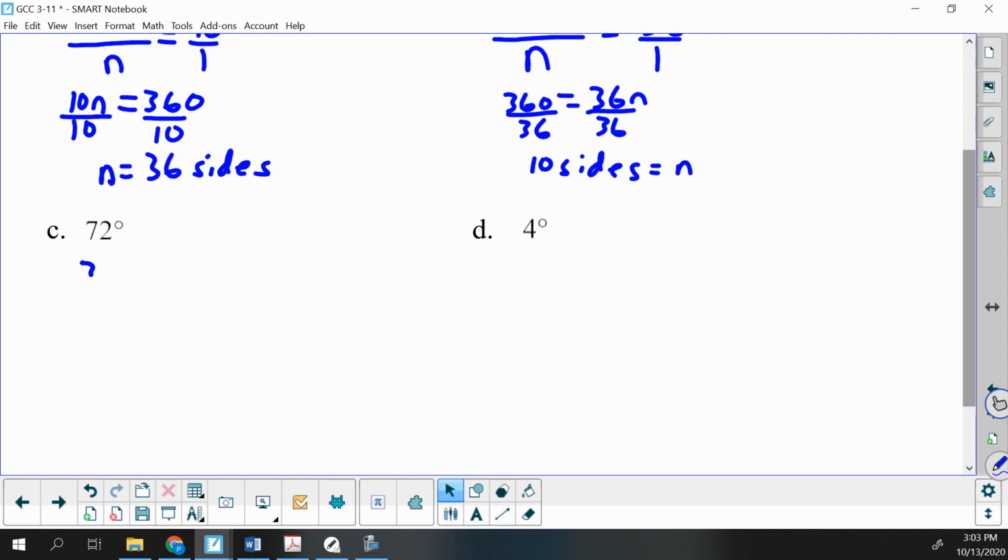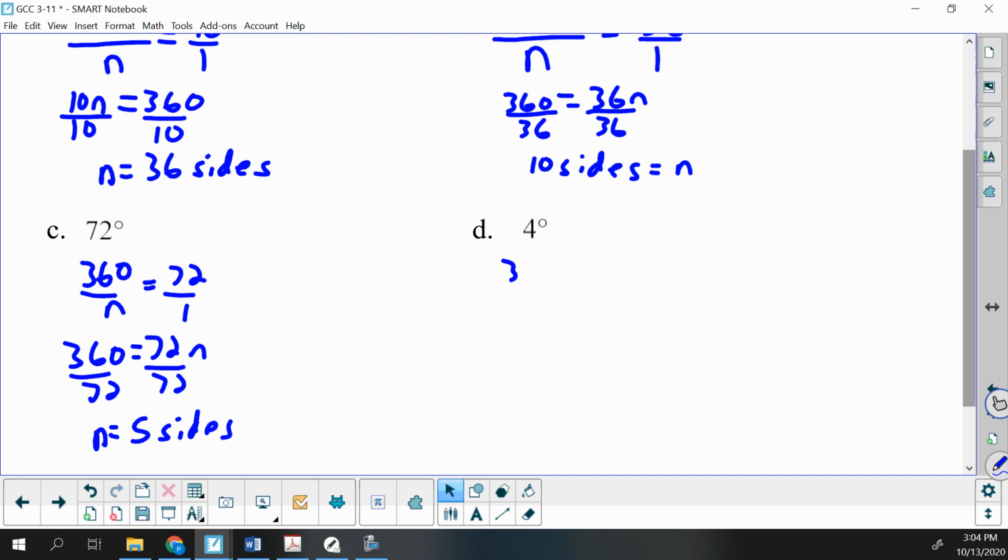All right, so in C, we should have had 360 over n equals 72. Put it over 1. Cross multiply, you get 360 equals 72n. Divide by 72, and you get n is 5 sides.